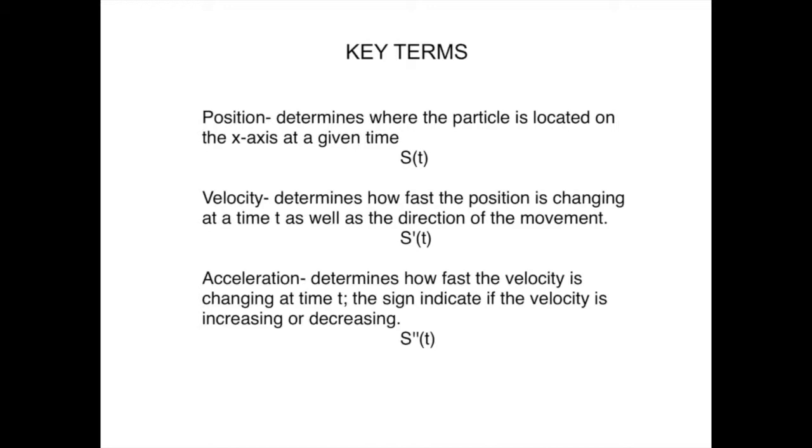First, we have position. This determines where the particle is located on the x-axis at a given time. Second, we have velocity. This determines how fast the position is changing at a time t, as well as the direction of the movement.